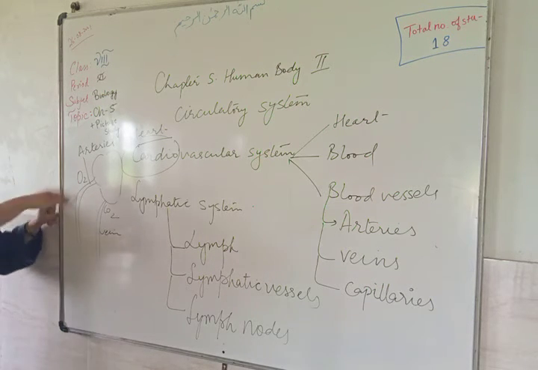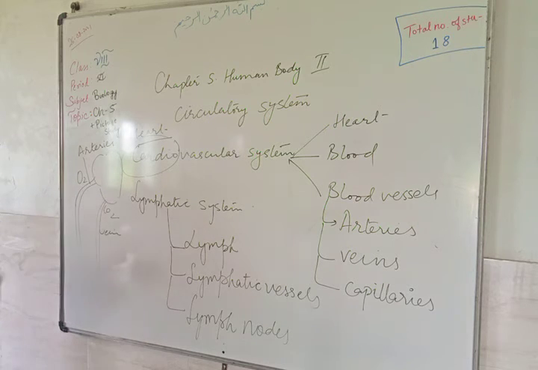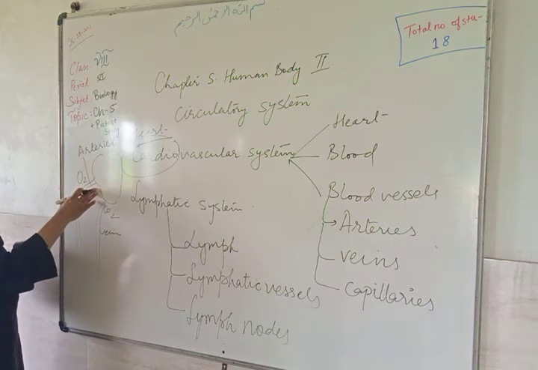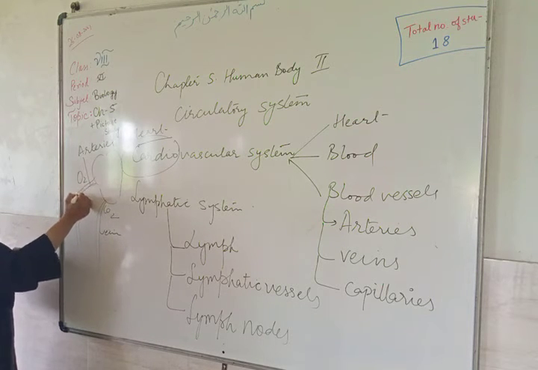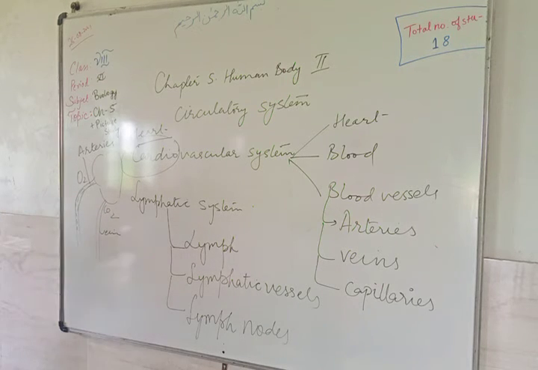Another thing I will tell you only when I teach you the circulatory system, the cardiovascular system, in detail. So here these are the arteries, and here the blood flows. Okay. Components of blood. What are the components of blood?